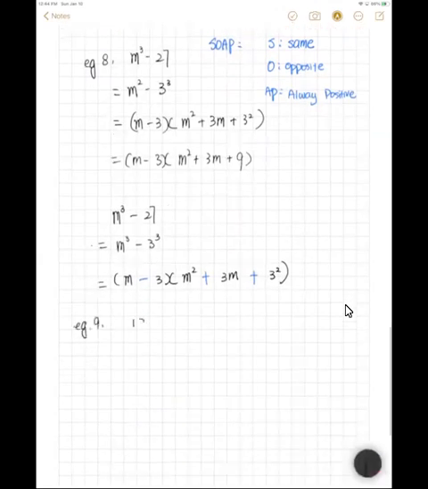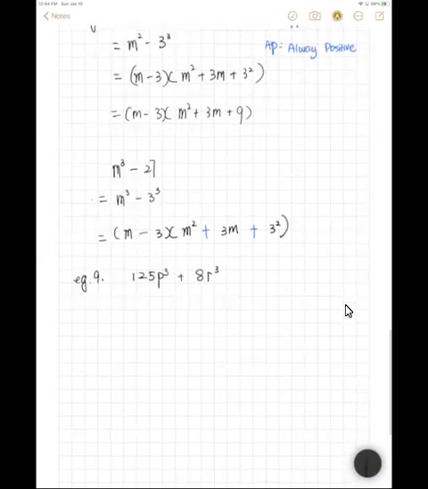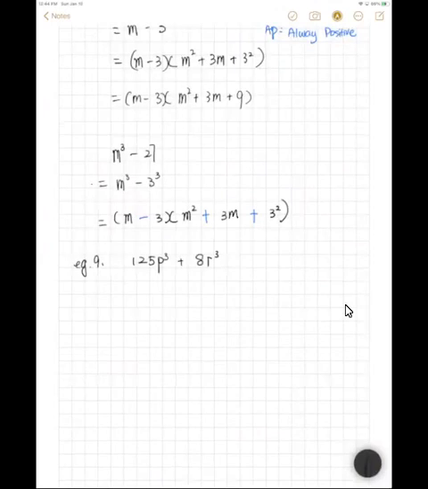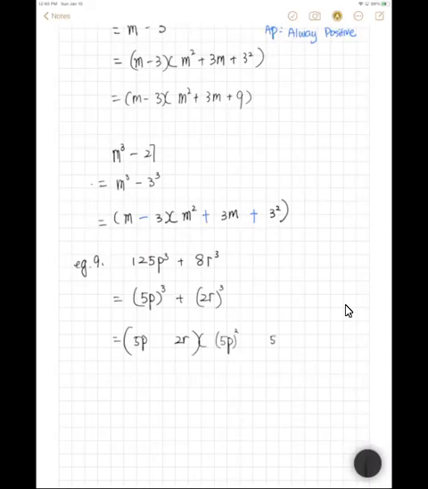Okay, so I have 125p cubed plus 8r cubed. Now we want to turn these two terms into some cubic root terms, which is (5p) cubed plus (2r) cubed. And then I have the 5p, 2r, and then (5p) squared, and then 5p times 2r, and then (2r) squared.